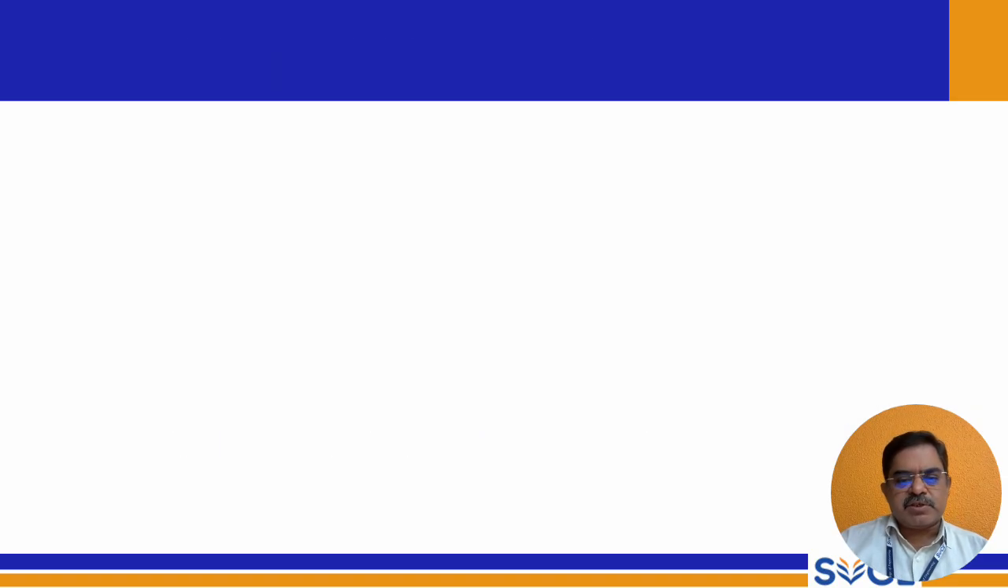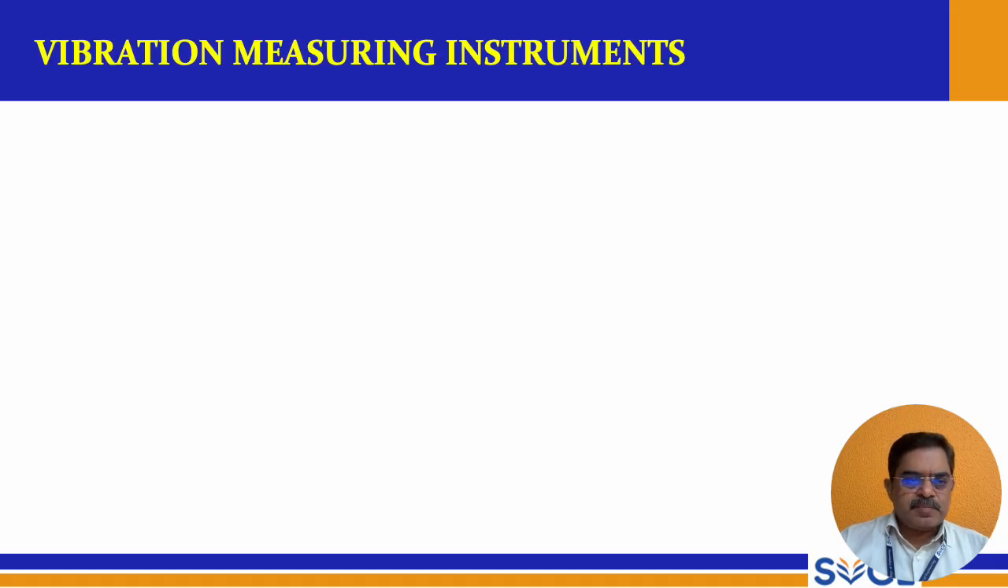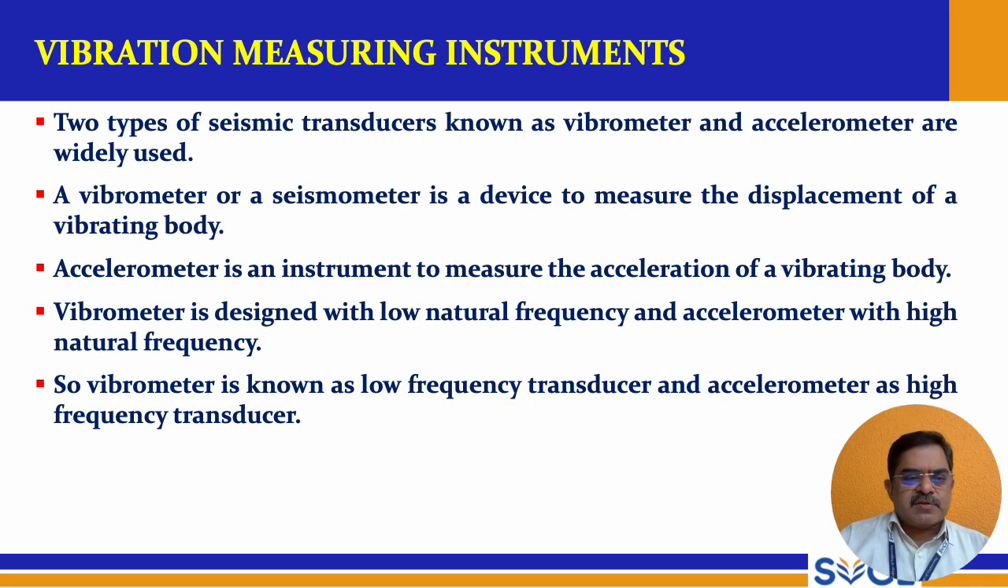These vibration measuring devices can be classified into two groups. One is the vibrometer, another one is the accelerometer. These two types of seismic transducers are widely used in practical applications. A vibrometer, also called a seismometer, is a device to measure the displacement of a vibrating body. So the displacement of a vibrating body can be measured using the vibrometer or seismometer.